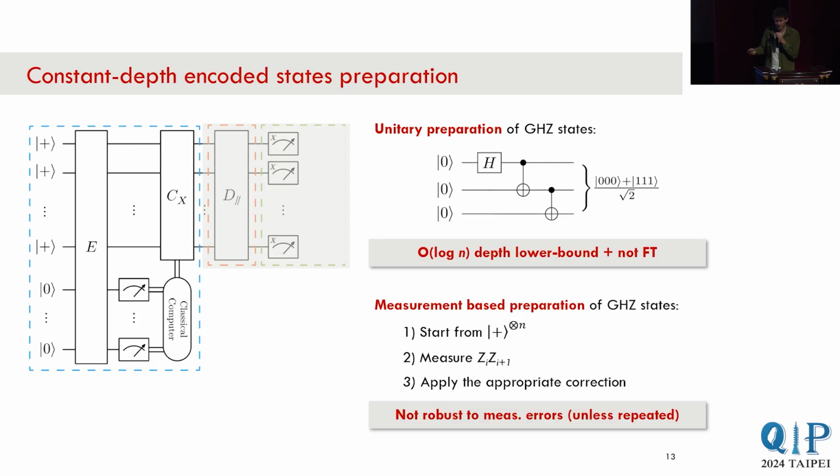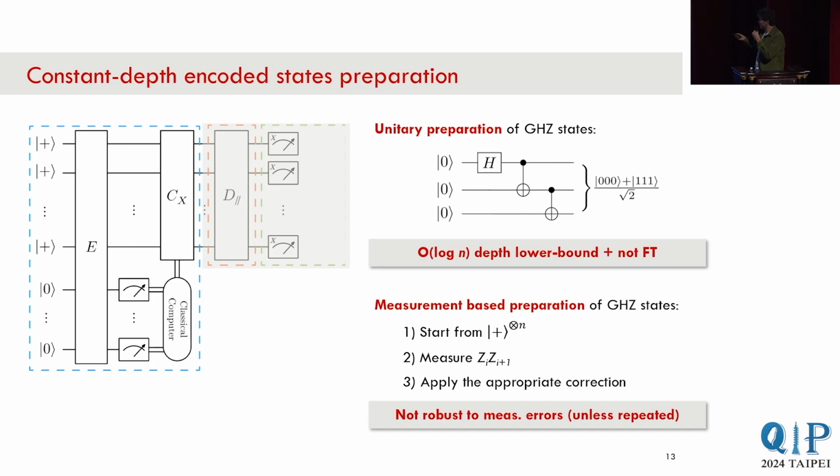You can also prepare them using measurements. Essentially, you start from a tensor product of plus states, you measure Z parity across neighbors, and you apply some appropriate correction. The problem is that if you have some measurement errors, this is not going to work. So you're going to need to add some level of redundancy by repeating measurements, but this is going to increase the depth of the circuit.